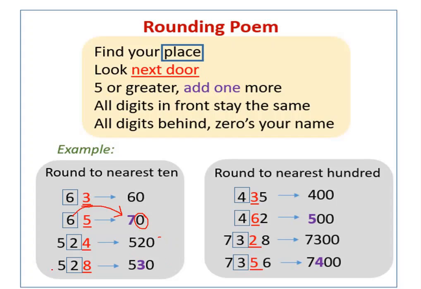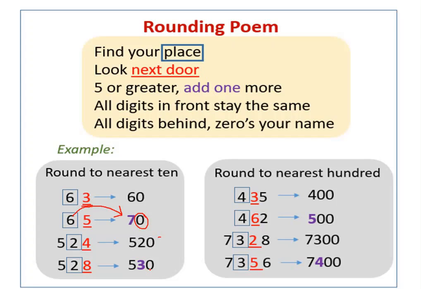But when instead of 4, I have 8 here, you can notice that 8 is more than 5. So 8 will become 0, but it will give 1 to the 2, so it will be 530. 530. So you can notice that 528 is rounded into 530.